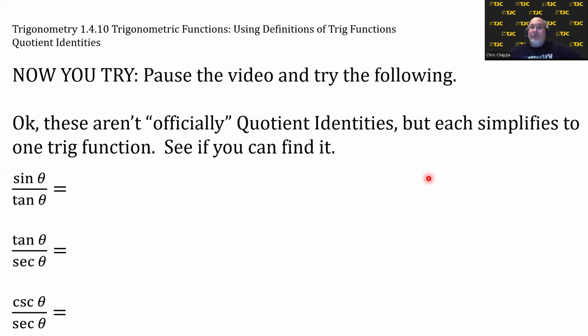Now you try. Pause the video and try the following. Okay, these aren't officially quotient identities, but each simplifies to one trig function. See if you can find it. Okay, here comes your fair warning. If you haven't paused the video yet, solutions in 3, 2, 1.